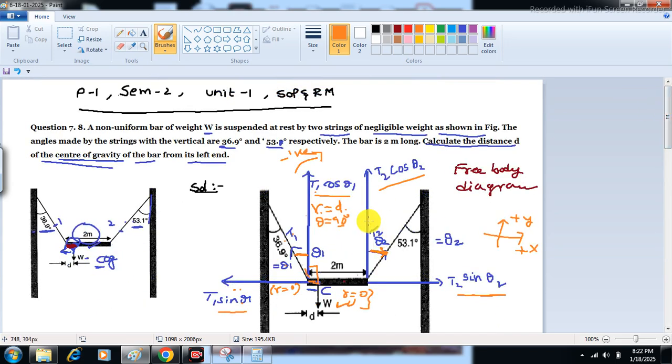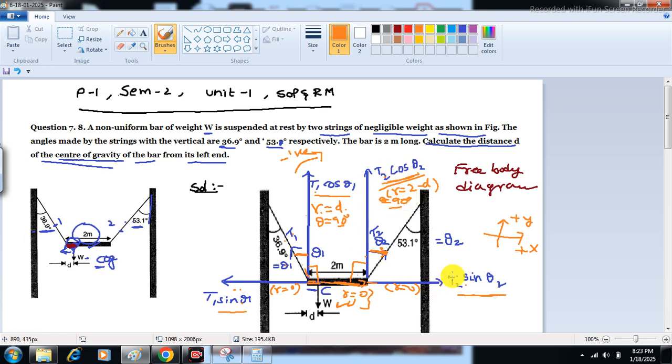torque due to T2. Again, T2 resolves into two components, T2 cos theta 2 and T2 sin theta 2. Again, this component has its line of action of force passing through the reference point, so for this also r equal to 0. And this is r for T2 cos theta 2, and this is normal to the line of action of force. So again here 90. R equal to 2 minus d. This is equal to d. Whole length is 2 meters, so the remaining length is 2 minus d. And here also theta equal to 90 degrees.